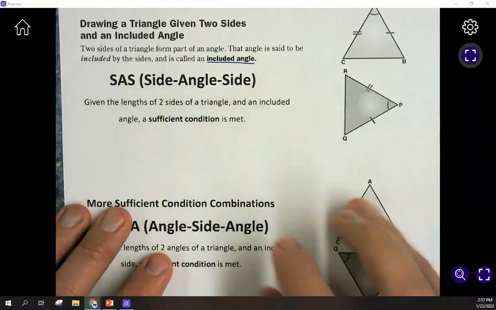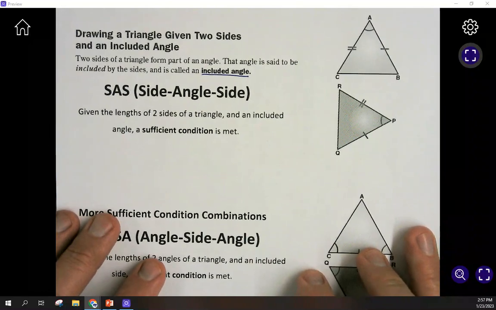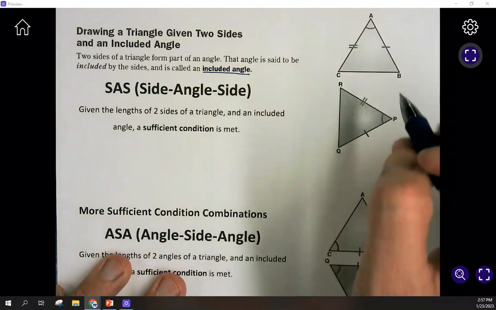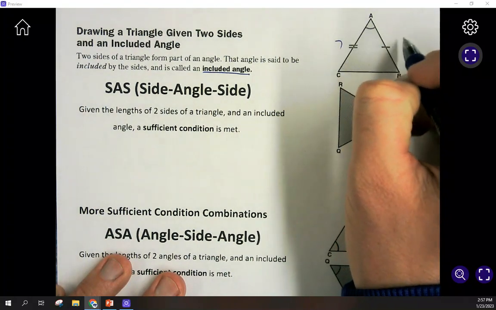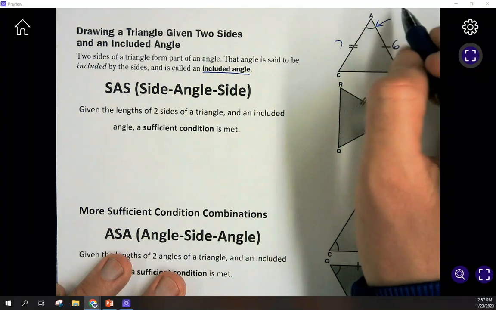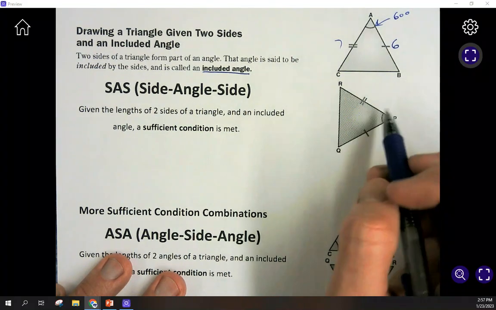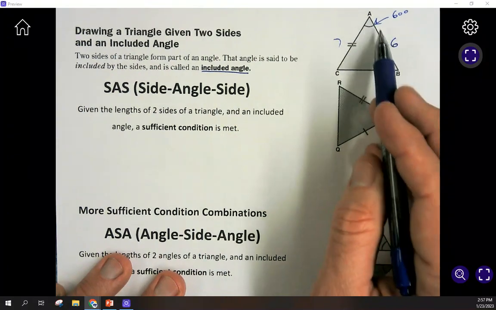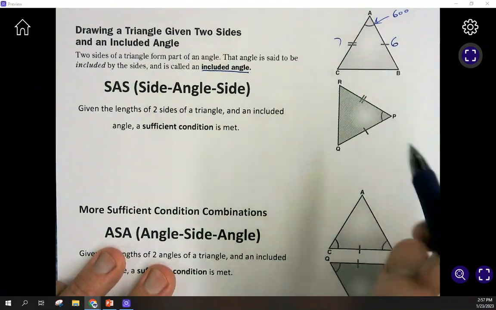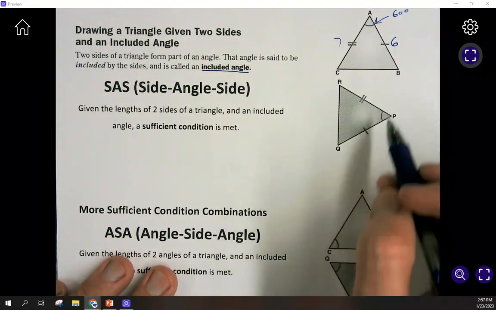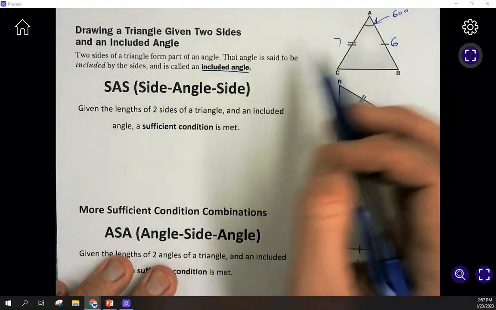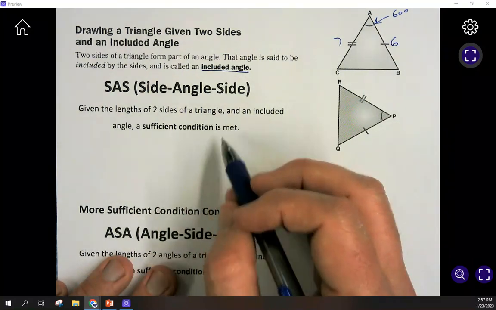So the next one we're going to look at is side angle side, or SAS. If you are given two side lengths of a triangle, so you actually know that this is, say, 7 and this is 6, and you know that this angle right here is, say, 60 degrees. Now notice it has to be the one that's between those two given sides. Okay, has to be. But if that's true, I can draw a congruent triangle to that. So it has to be two sides given to you and the angle that is included, which basically means between. This is a sufficient condition.